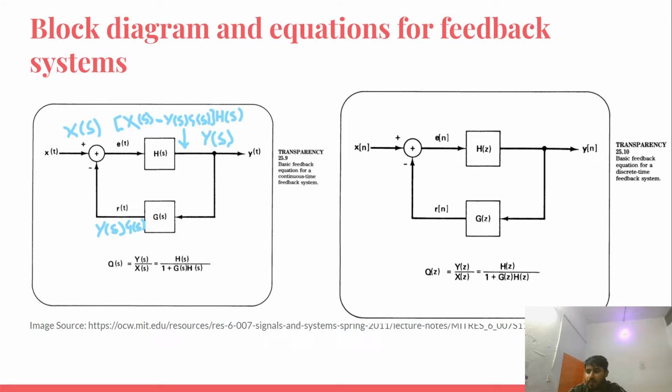And the Laplace transform of the output of the system h of s is the error signal multiplied by h of s, which is equal to y of s. So solving for y of s over x of s, which of course is nothing but the overall system function, we get the expression as written below in the diagram after a little bit of rearrangement. Exactly the same kind of procedure would work in discrete time.